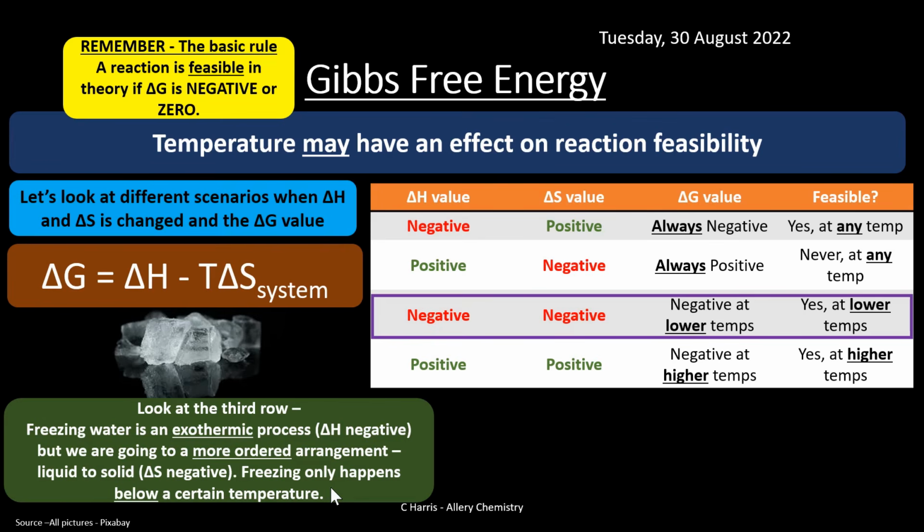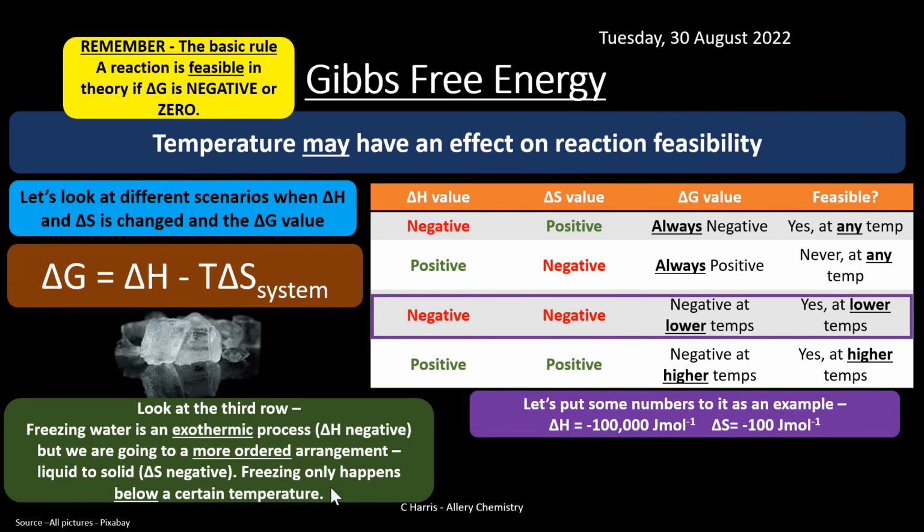Although the enthalpy is favorable, it's favorable to form a solid because it releases energy. The reason my glass of water is not spontaneously freezing is because it's moving from a liquid to a solid, which entropically is not favorable. But that reaction will be favorable if I put it in a freezer below a certain temperature, because then the enthalpy forces will win out at that point.